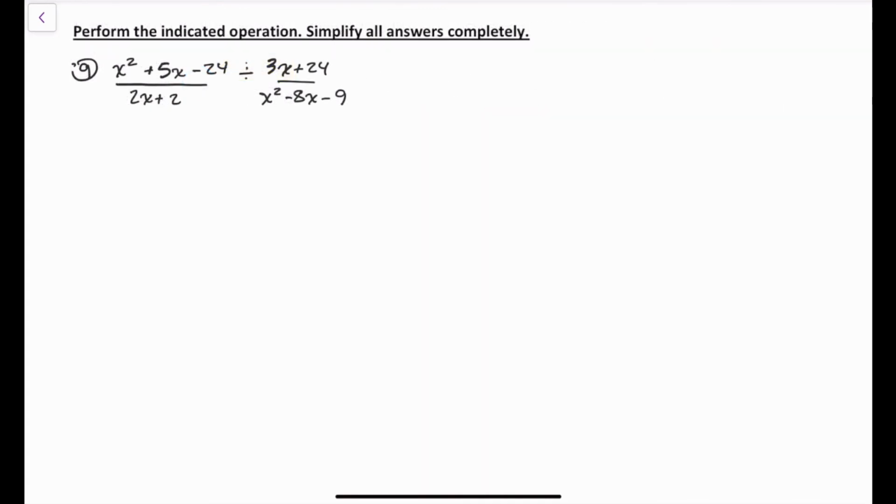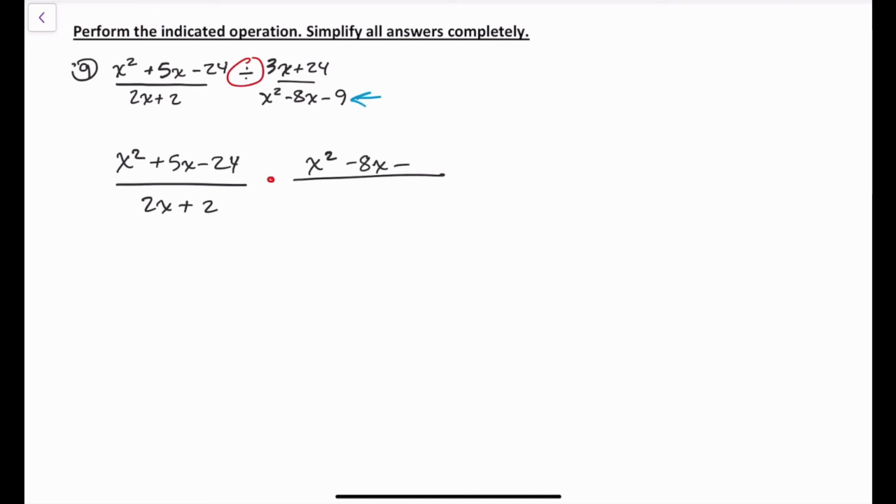So next one, number 9. All right, this one we're dividing. So remember, when you're dividing, you want to flip that second fraction and then change it into a multiplication problem. So we're going to switch it to multiply, and I'm going to rewrite that with the denominator now in the numerator.